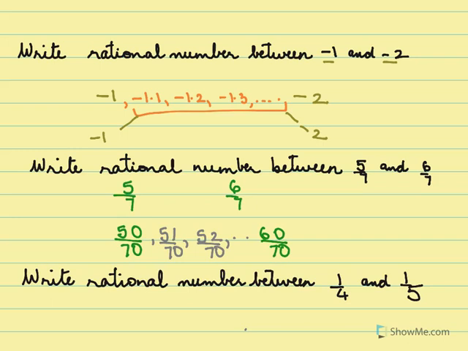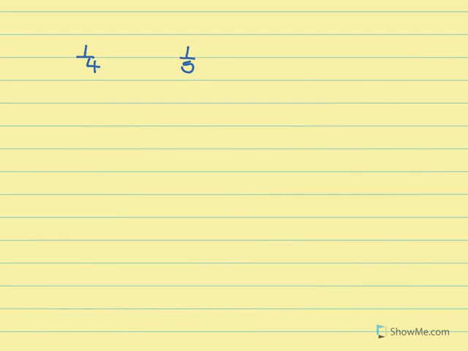Find a rational number between 1 by 4 and 1 by 5. So here I'm going to write 1 by 4 and 1 by 5. And we take the LCM. On taking the LCM, it will be 20. So I need to make both 20. I'll multiply this by 5 and here by 4. Here 5 fours are 20, 4 fives are 20. So my fractions now become 5 over 20 and 4 over 20.